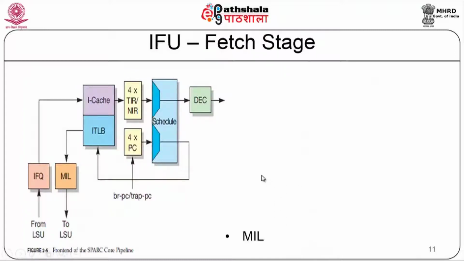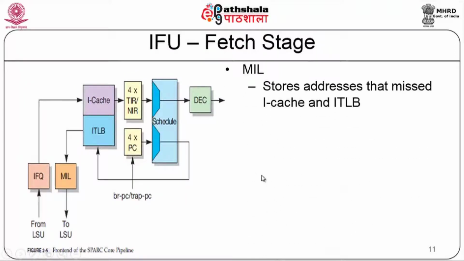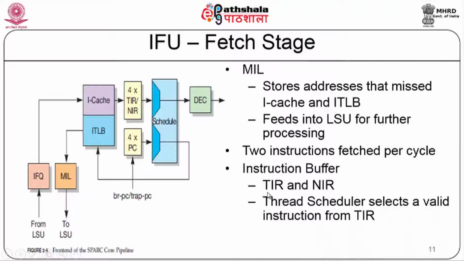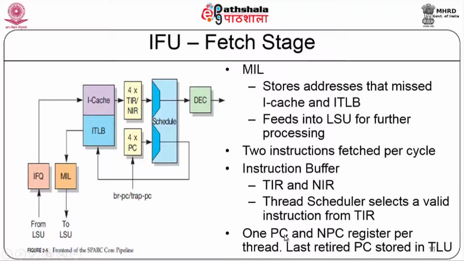Going into a little more detail of your instruction fetch unit. You have an MIL unit which is used to store the addresses that missed in the iCache and the ITLB. It feeds into the load store unit for further processing. You can basically fetch 2 instructions every clock cycle, and you have your instruction register which consists of your TIR and NIR, and the thread selector selects a valid instruction from the instruction register TIR. One PC and the next PC register are there for every thread, and the last retired PC is stored in your TLU, thread logic unit.